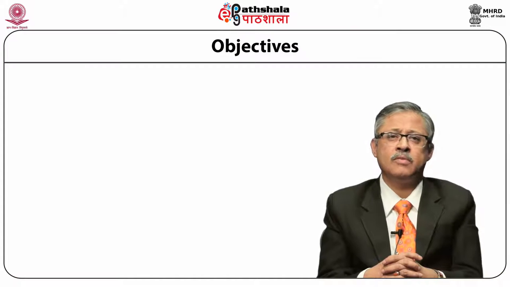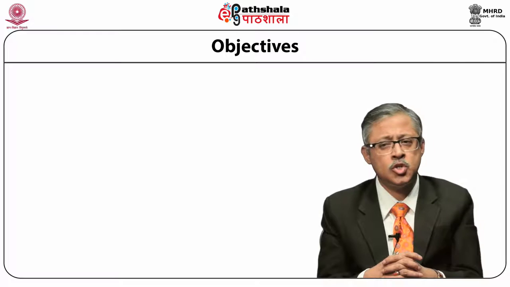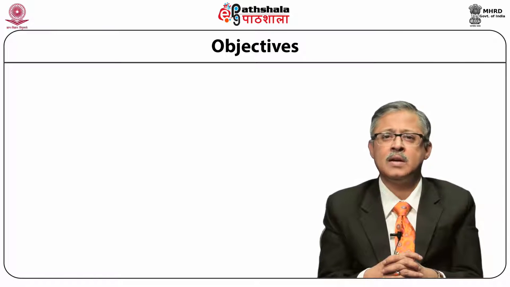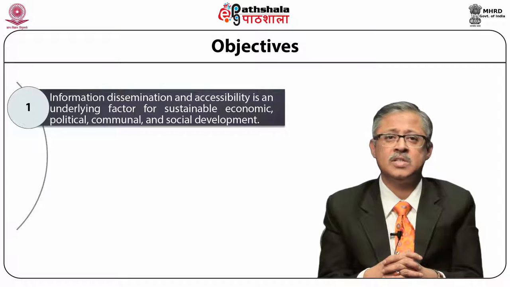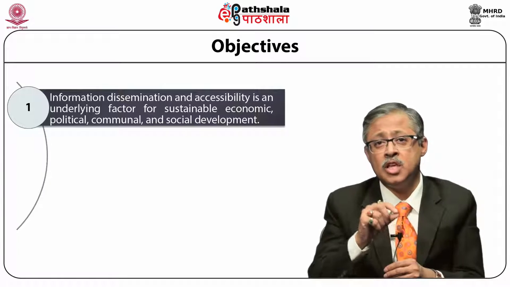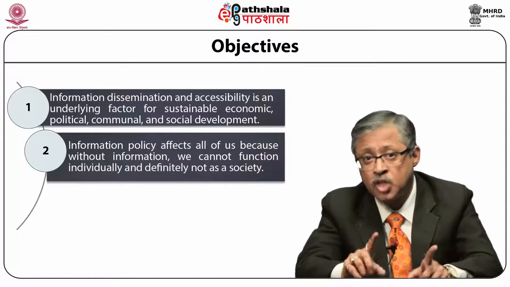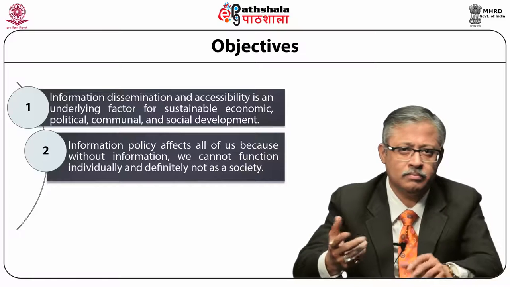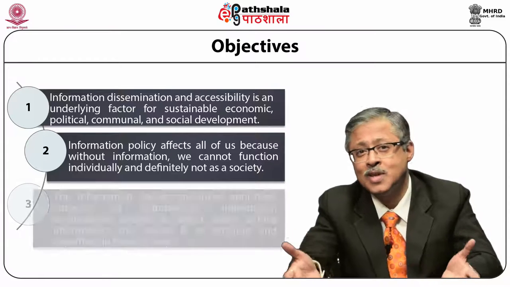Today, we are going to talk on the module National Information Infrastructure from the paper Knowledge Society. The major objectives of this paper will highlight some of the very salient issues which dwell in this entire country, in India. Information dissemination and accessibility, which is an underlying factor for sustainable economic, political, communal, and societal development. Information policy, which affects all of us, because without information, we cannot function individually and definitely not in a society.